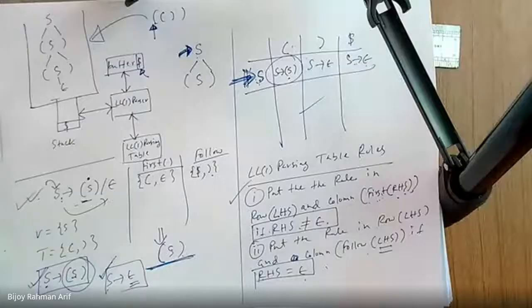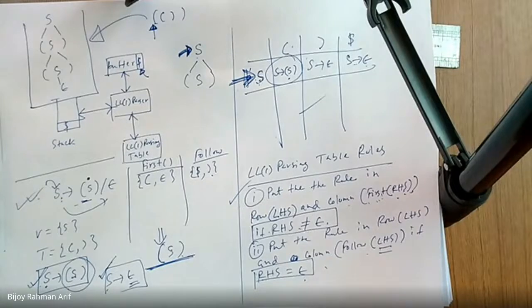So at any point, whatever current variable you encounter, you go to that variable's row, and you see in the buffer which terminal you are pointing to. Then you go to that column. So the row is found by the variable, and the column is found by the current terminal pointing to the buffer. This way you can generate the parse tree. Okay, is it clear to you?